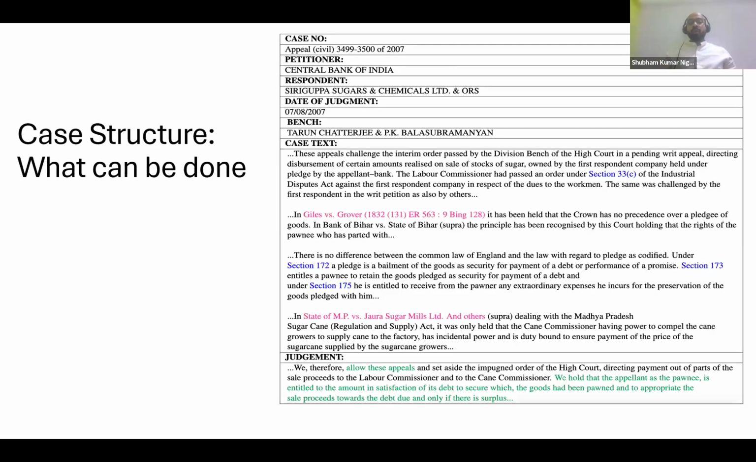Okay. So at the end, what we want is, first, the case structure, which has some meta information like who filed the case, who is the petitioner, who is the respondent, who is the judge, the date, everything. And then we need the case text, which has all the section information and the citations. And at the end, we need the judgment with a properly explained outcome.